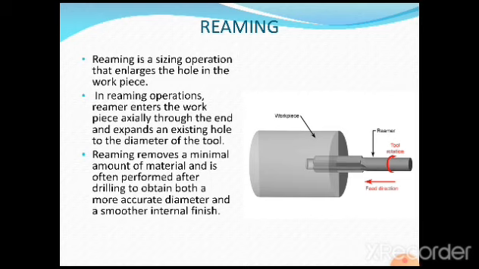The type of cutting tool which we are going to use is called a reamer. That reamer tool is fixed in a tailstock spindle as usual, and again it is fed against the rotating workpiece, how we have discussed in the drilling operation. Now I will read out. Reaming is a sizing operation that enlarges the hole of the workpiece.